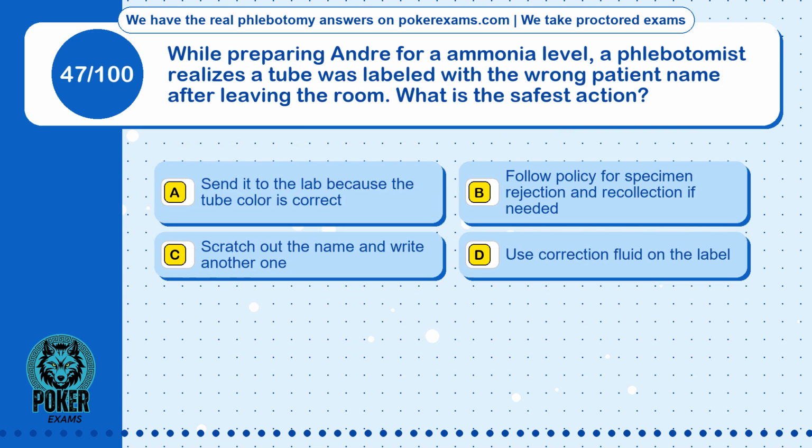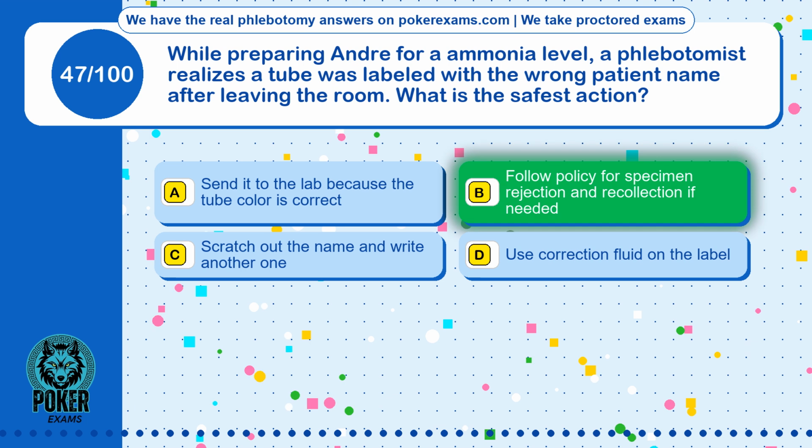Question 47. While preparing Andre for an ammonia level, a phlebotomist realizes a tube was labeled with the wrong patient name after leaving the room. What is the safest action? Option A. Send it to the lab because the tube color is correct. Option B. Follow policy for specimen rejection and recollection if needed. Option C. Scratch out the name and write another one. Option D. Use correction fluid on the label.